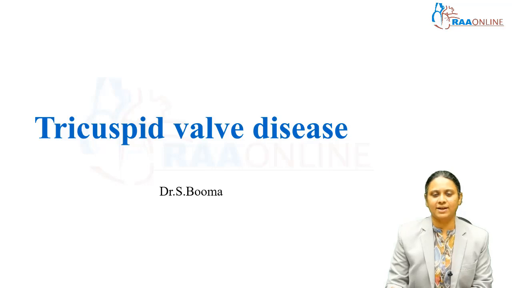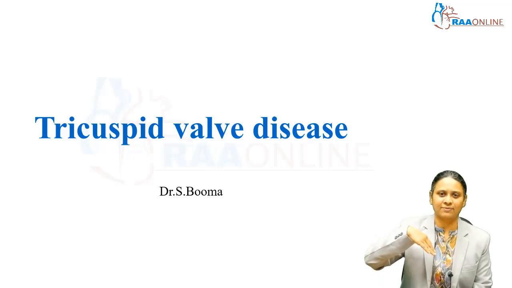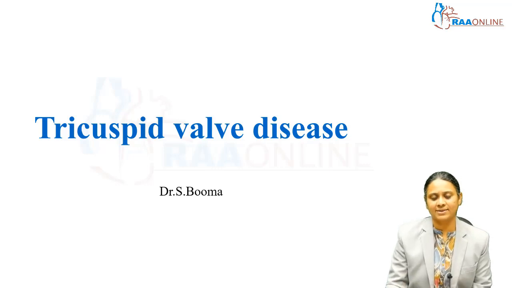Tricuspid valve is a very complicated valve, both in structure and function. If you see a normal tricuspid valve apparatus, it is not placed horizontally like the mitral valve. It is placed almost vertical, like 45 degrees to the sagittal plane. So we'll see the apparatus in detail.